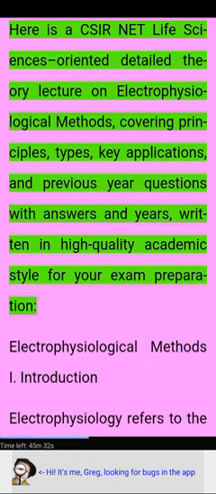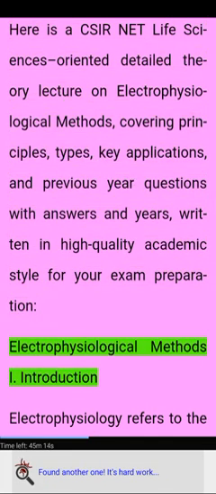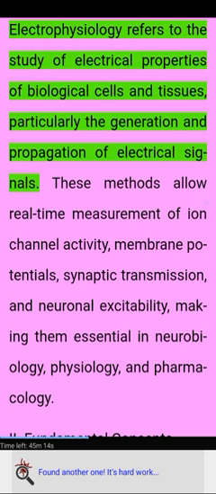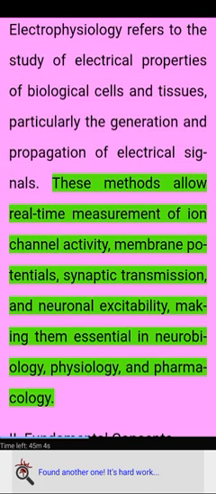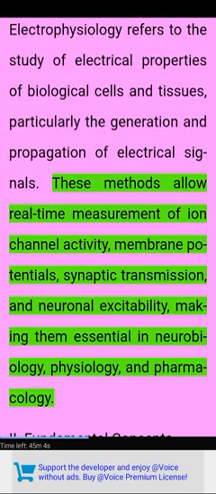Here's a CSIR-NET Life Sciences-oriented detailed theory lecture on electrophysiological methods, covering principles, types, key applications, and previous year questions with answers, written in high-quality academic style for your exam preparation. Electrophysiological methods. Introduction. Electrophysiology refers to the study of electrical properties of biological cells and tissues, particularly the generation and propagation of electrical signals. These methods allow real-time measurement of ion channel activity, membrane potentials, synaptic transmission, and neuronal excitability, making them essential in neurobiology, physiology, and pharmacology.